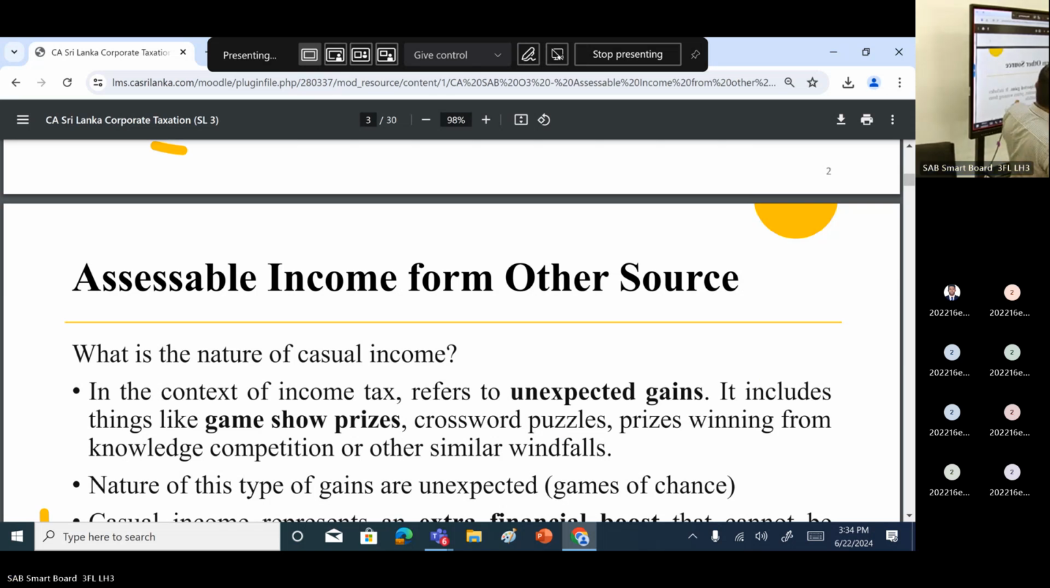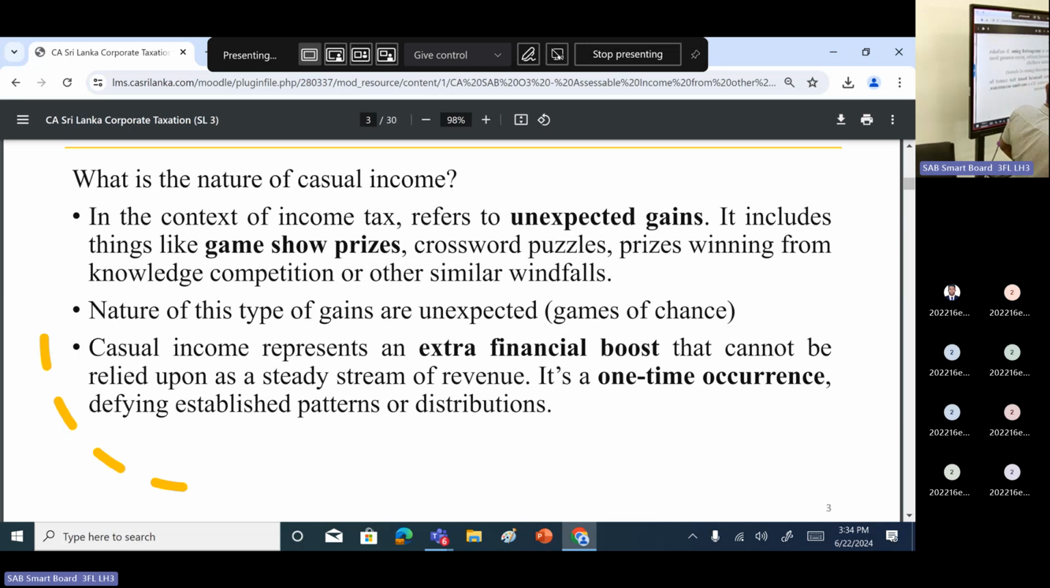Right? So what is the nature of casual income? In this concept, income refers to unexpected gain. This is unexpected gain. That is casual. It includes things like prizes from crossword puzzles, prizes won from knowledge competitions, or other similar windfalls. So it's just a chance. Because of chance, we are getting income. Those are of casual nature. So remember, casual nature income does not come under other sources of income. That's what it means. Right?